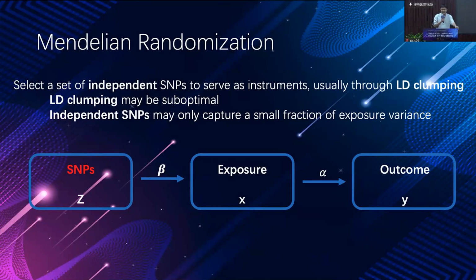Another issue is that most MR methods mainly focus on independent SNPs. As we all know, multiple SNPs are located in high LD in a local region of the genome. So only using independent SNPs may capture only a small fraction of the exposure variance and may lose power. So that is one issue.